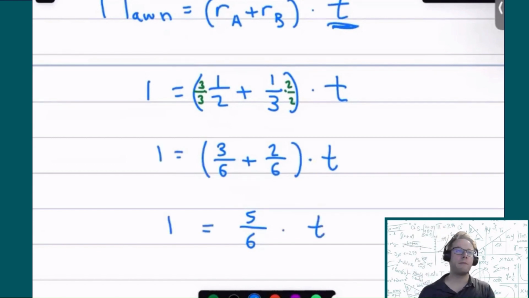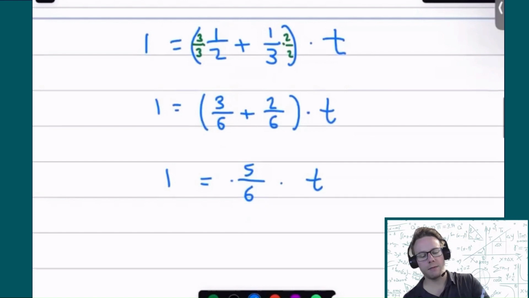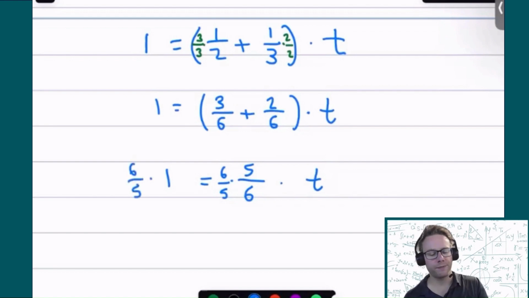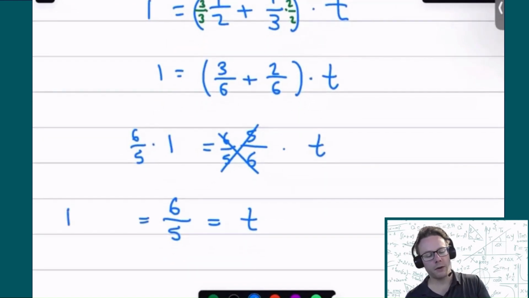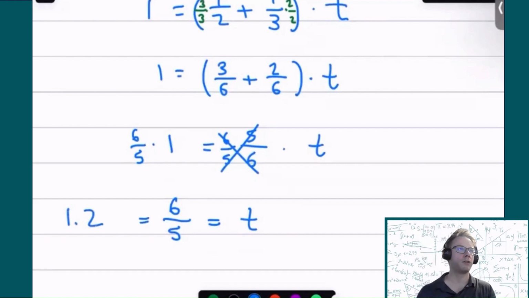And then lastly, if I'm interested in solving for the time, I want to cancel out this multiplication by 5/6. In order to cancel out a multiplication by 5/6, I'm going to multiply by 6/5. And of course, if I do that on the right-hand side, I need to also do that on the left-hand side. So now these things very nicely cancel out. The 5's on top, the 6 is on bottom, vice versa. And so we're left with 6/5 is equal to t. And that, if we plug into our calculator, we get the answer of 1.2.